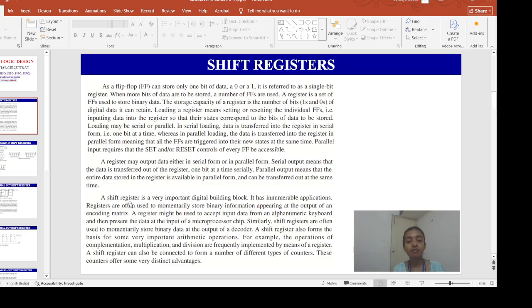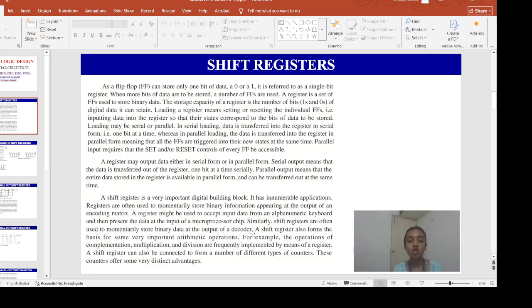A shift register is a very important digital building block. It has innumerable applications. Registers are often used to momentarily store binary information appearing at the output of an encoding matrix. A register might be used to accept input data from an alphanumeric keyboard, alphanumeric meaning it has both alphabets and numbers, and then present the data at the input of a microprocessor chip. Similarly, shift registers are often used to momentarily store the binary data at the output of a decoder.